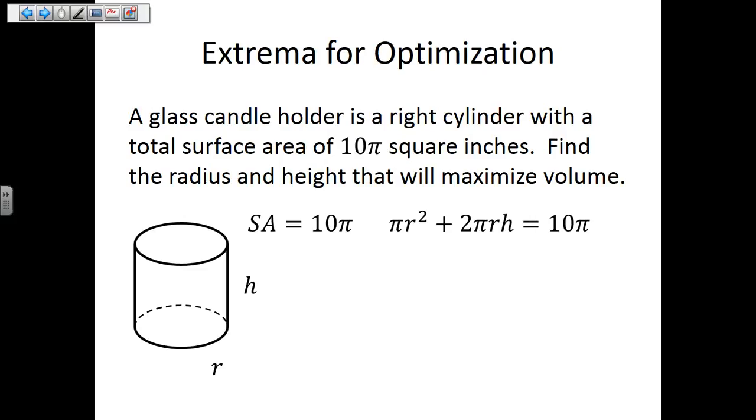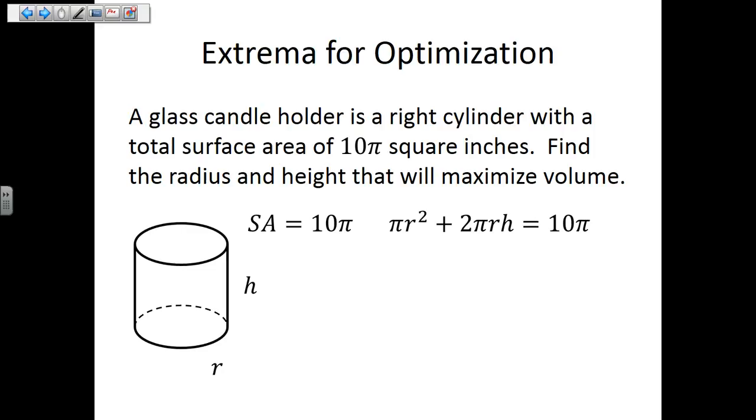It says a glass candle holder is a right cylinder with a total surface area of 10 pi square inches. Now, if you stop and think about a glass candle holder, it's going to have a bottom but no top. So that is an open-topped right cylinder. It says find the radius and height that will maximize volume.